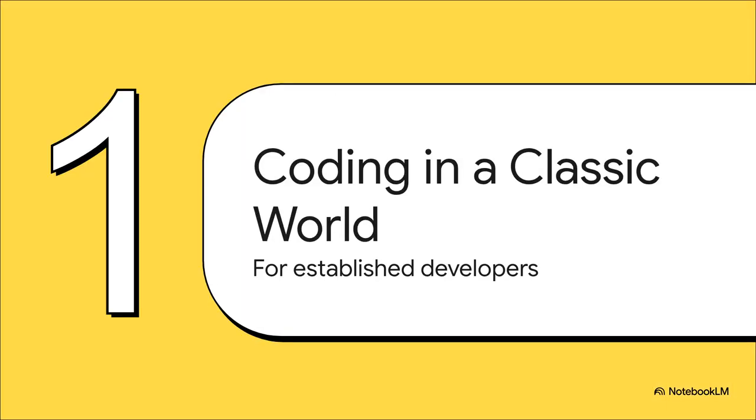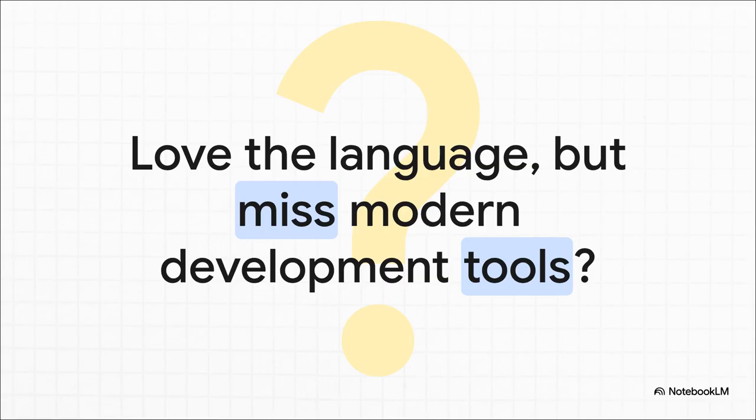Okay, first up, let's talk about the classic world of development. When you're working with a language that's been around for a while, a language that's powerful and stable, you sometimes run into these little friction points that can slow down your flow. Does this feel familiar to you? You absolutely love the language itself, maybe something like B4X, but man, you find yourself missing the slick, helpful features of modern editors. It's a super common feeling, and you're definitely not alone.